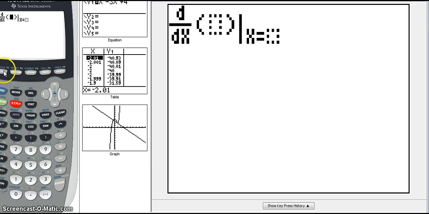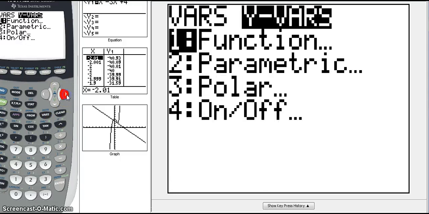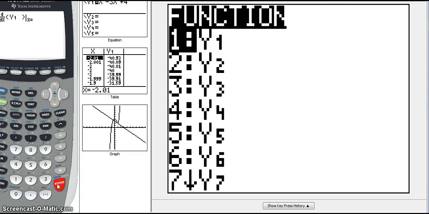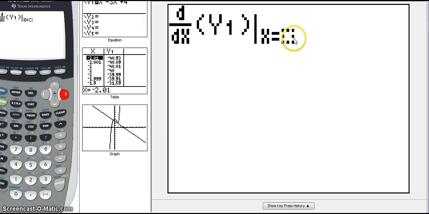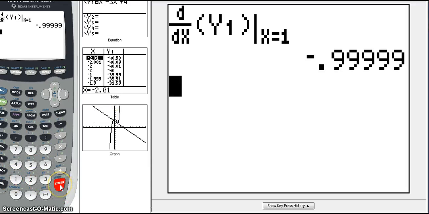Since I already typed the function into y1, I'm going to do vars, yvars, function, y1. Had I not already typed it in, then that's where I would type in the function. So in this case, x to the 5th minus 3x squared plus 4. And then here I want to find the derivative when x is 1. So now I hit enter, and I get negative 1. So that was our derivative.